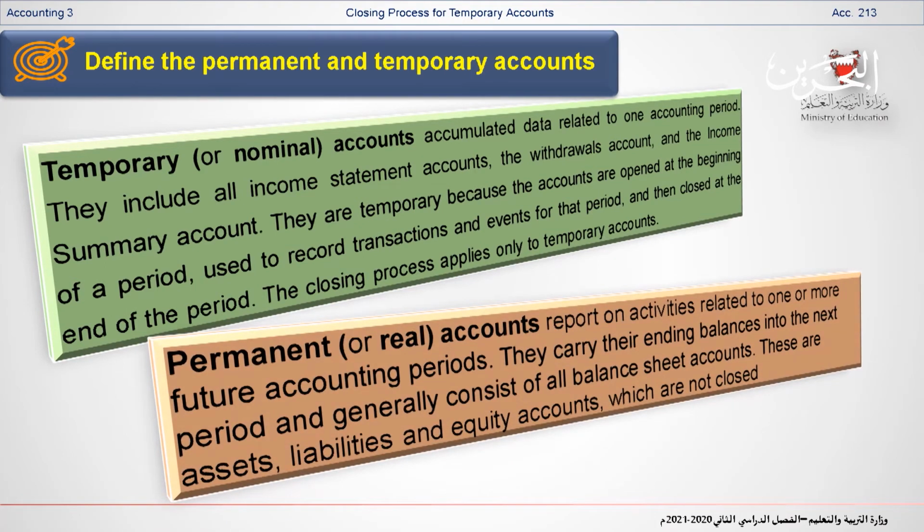On the other hand, permanent accounts are accounts that you don't close at the end of the accounting period. They are also called real accounts. Instead of closing entries, you carry over your permanent account balances from period to period. Basically, permanent accounts will maintain a cumulative balance that will carry over each period. Examples of permanent accounts are balance sheet accounts. These are assets, liabilities, and equity accounts.